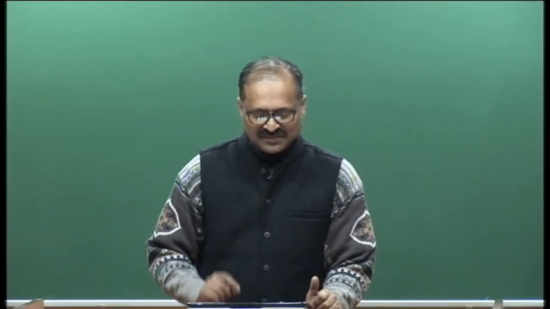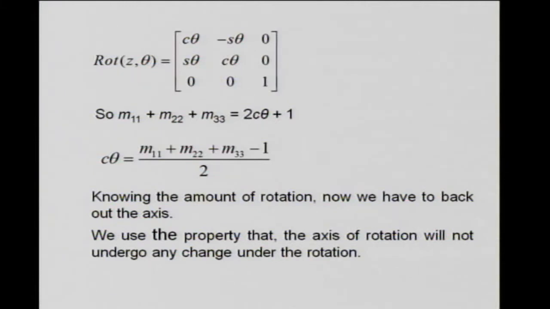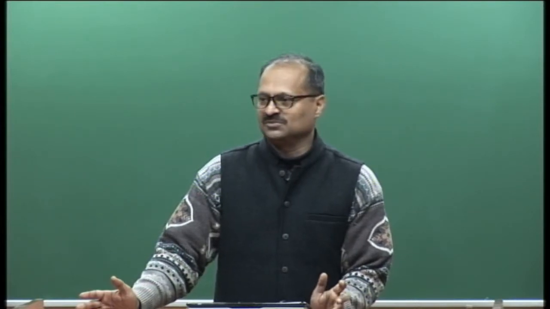Okay. So all you need to know is what is rotation about z by theta. It is c theta. The trace is c theta plus c theta plus 1, right, which is 2 c theta plus 1. And the trace of the other matrix is obviously m11 plus m22 plus m33, right. So you get a very simple equation in the end, that cosine of the rotation theta is equal to m11 plus m22 plus m33 minus 1, divided by 2.